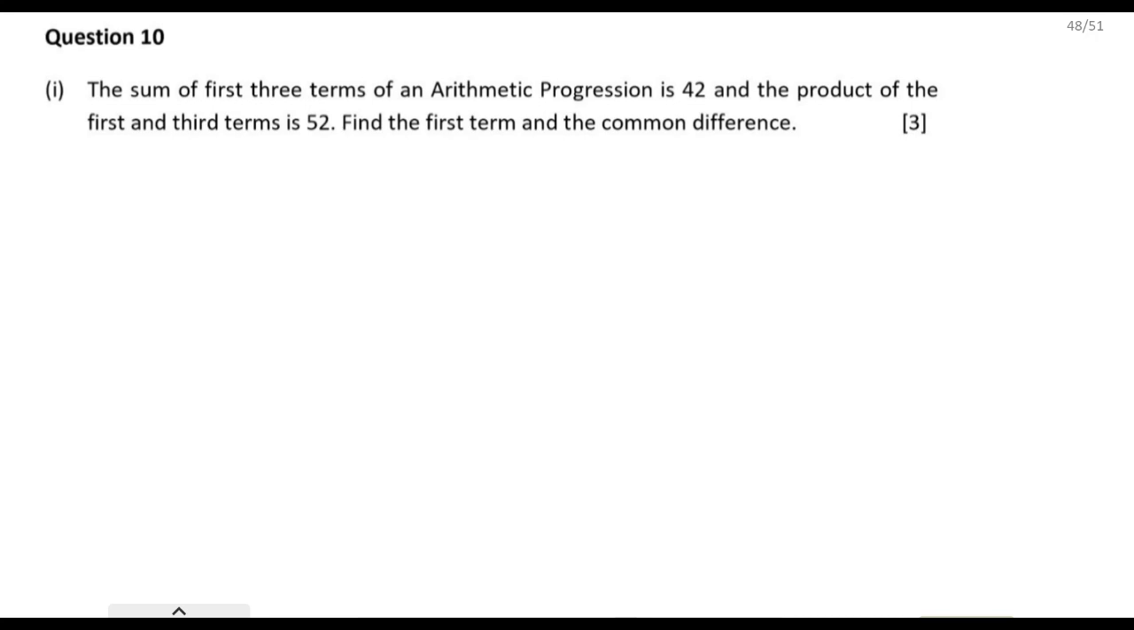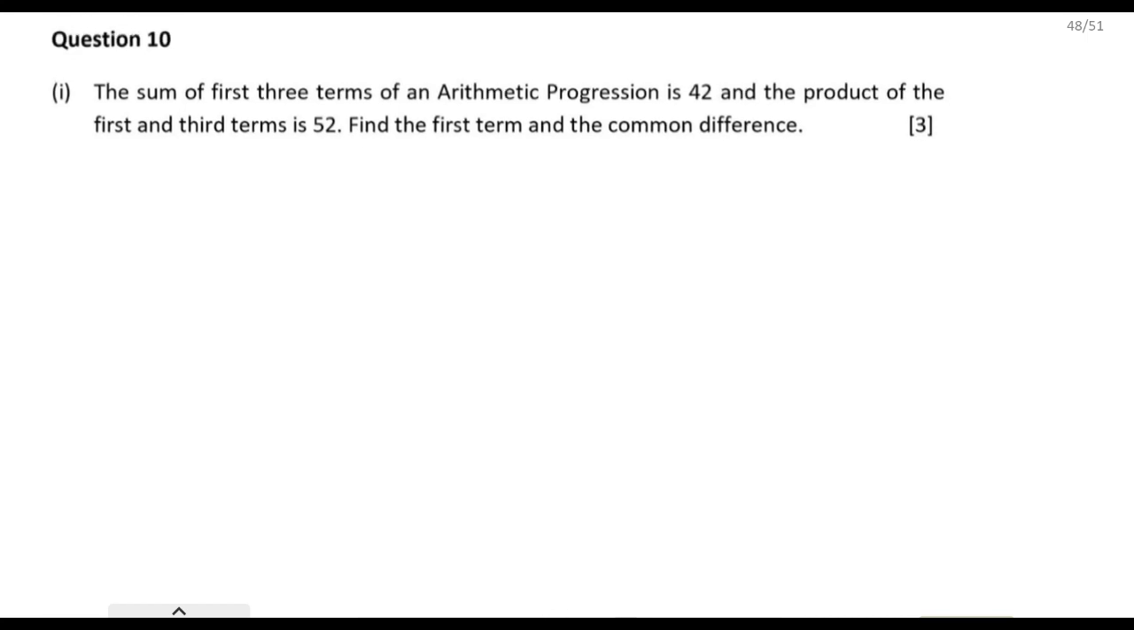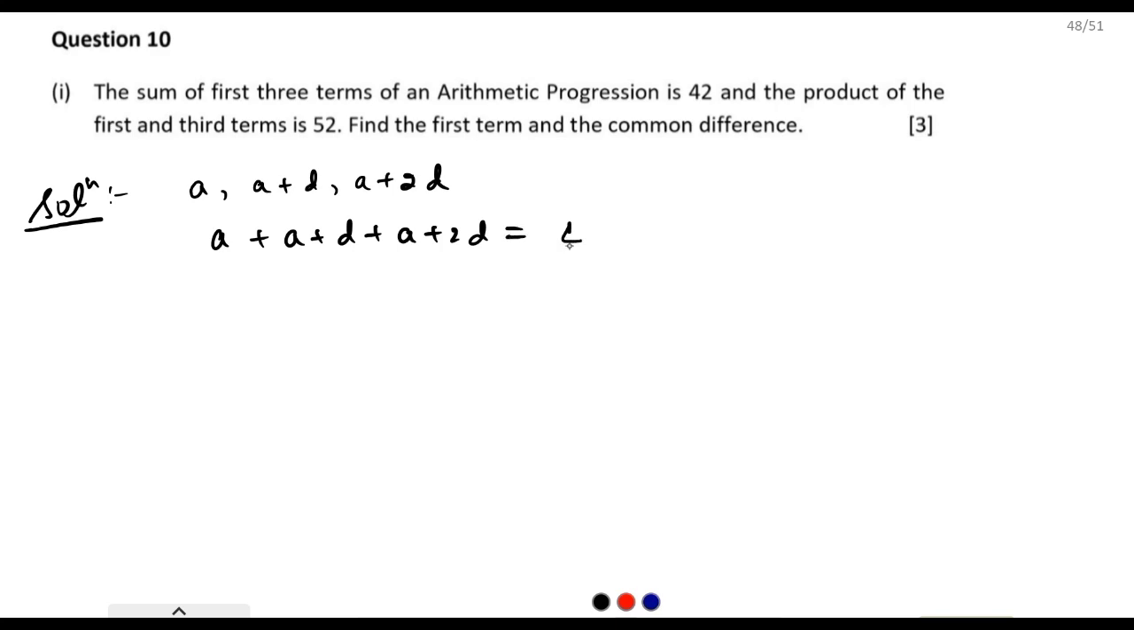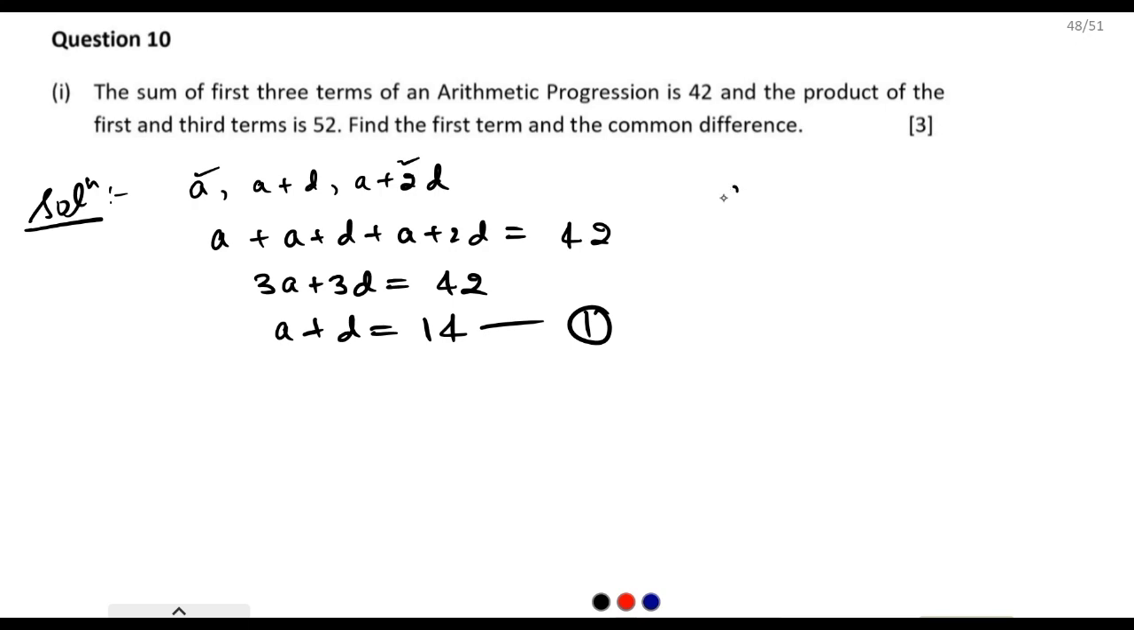Question number 10, part 1. The sum of the first three terms of an AP is 42. Sum of the first three terms of an AP means A plus A plus D plus A plus 2D is 42. Dividing by 3, A plus D is equal to 14. This is equation 1. Product of first and third term is 52. A multiplied by A plus 2D is 52.